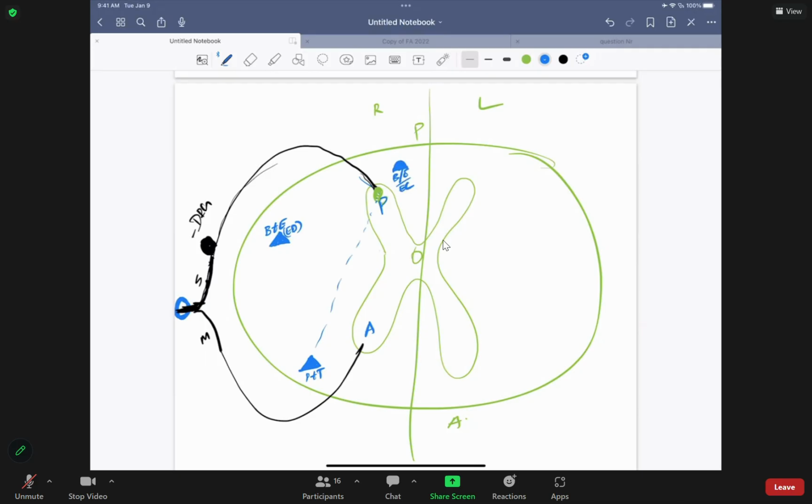So there are 3 locations in the spinal cord white matter where finally all the sensation goes in there. Is that clear, folks? It's the same location on the other side too. I'm doing everything on one side. Go ahead and copy this.